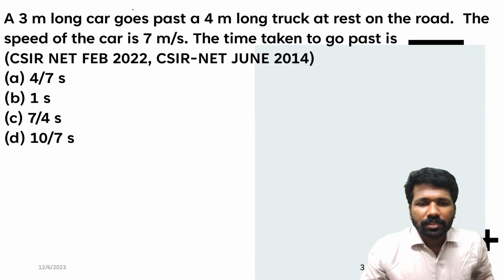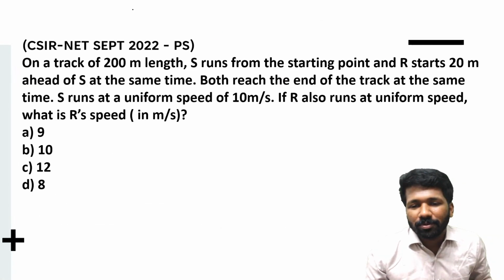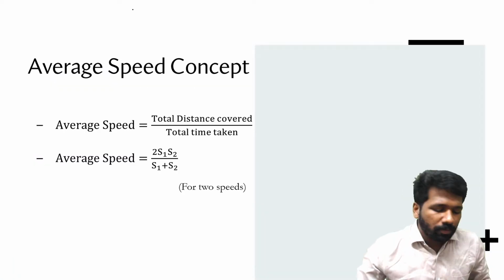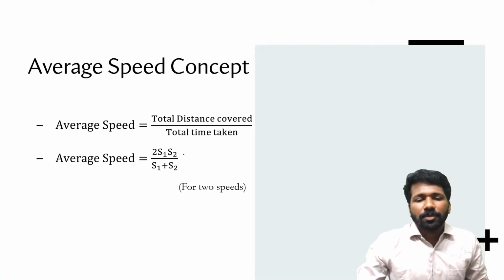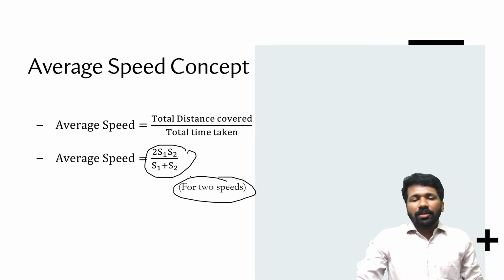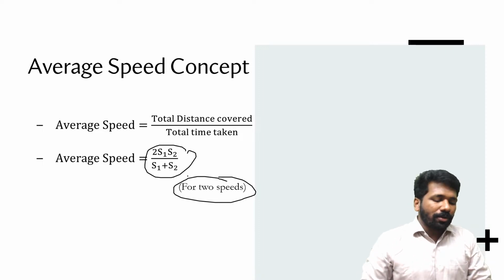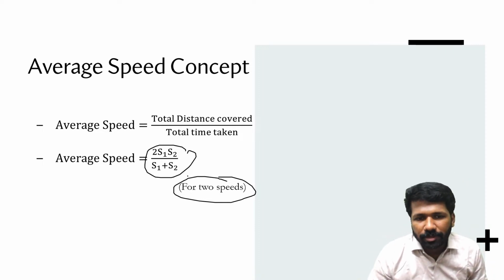So the logic we discussed: average speed is not speed 1 plus speed 2 by 2. It is 2 times speed 1 into speed 2 divided by speed 1 plus speed 2, when two speeds are there. When 3 speeds are there, what you need to do is total distance by total time itself.